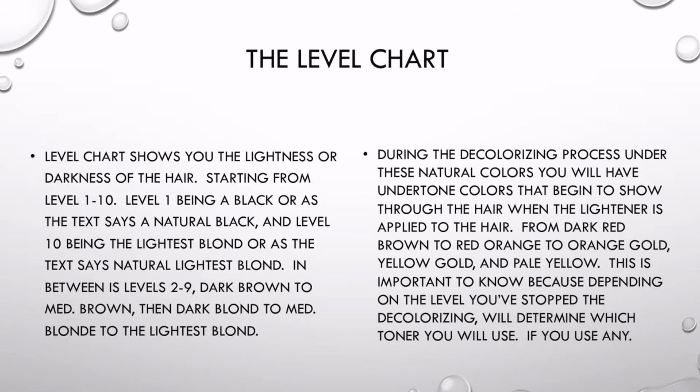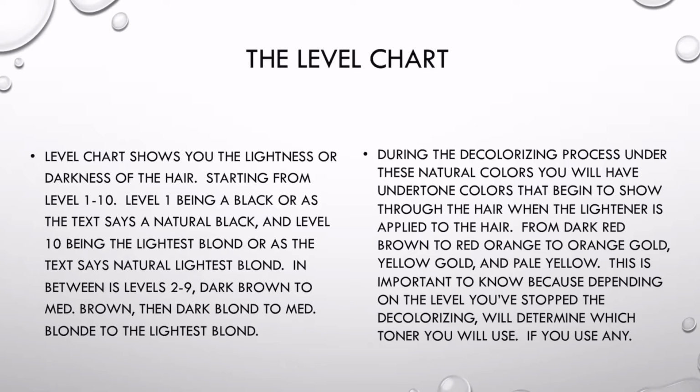So during the decolorization process, under the natural colors, you'll see what's called undertones, meaning that once it leaves the black and goes into brown, what you may see under the brown is the red brown. And that is called an undertone. And why is it important to know this?